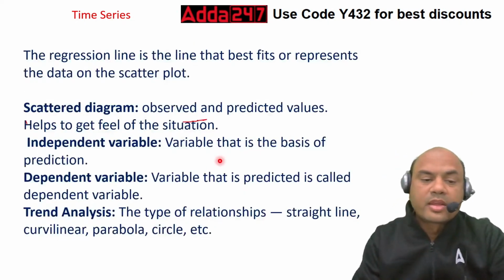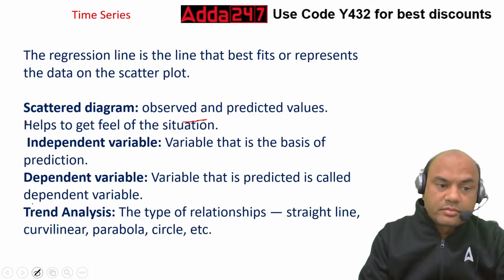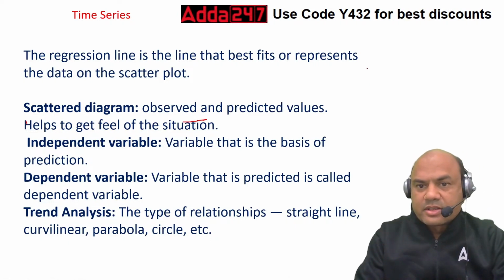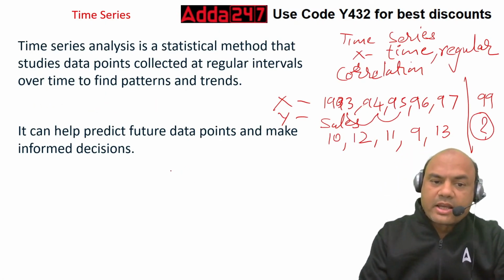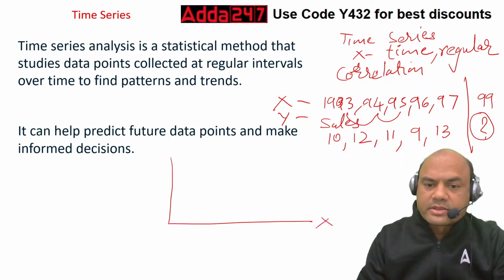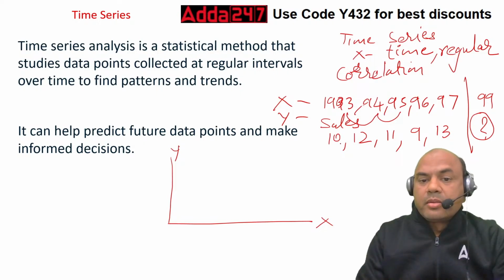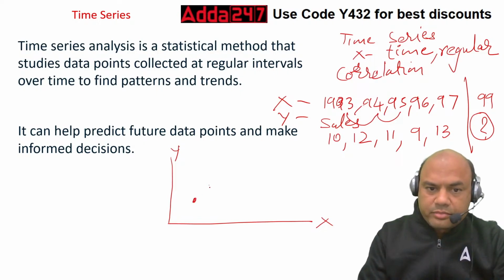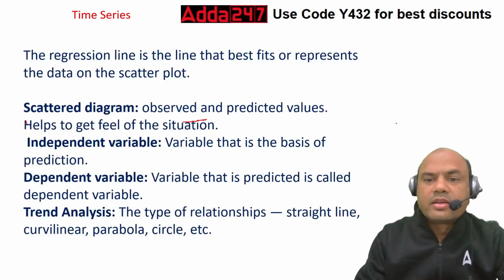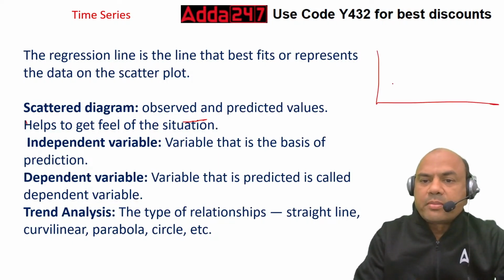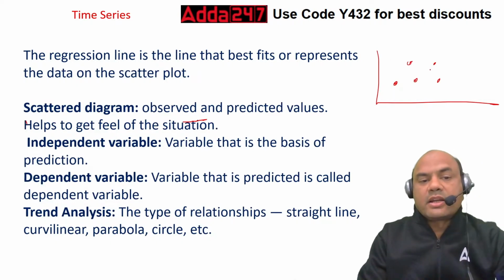Basically it means, suppose I take these points, as I told you just now, this x and y. So scatter diagram means I'll take this x and y, and then plot the points: 10 over here, 12 over here, 11 over here, 9 over here, 13 over here. Okay. So this is known as my scatter diagram. I'll show you over here. See, if I plot these points of x and y, these are known as scatter diagrams.